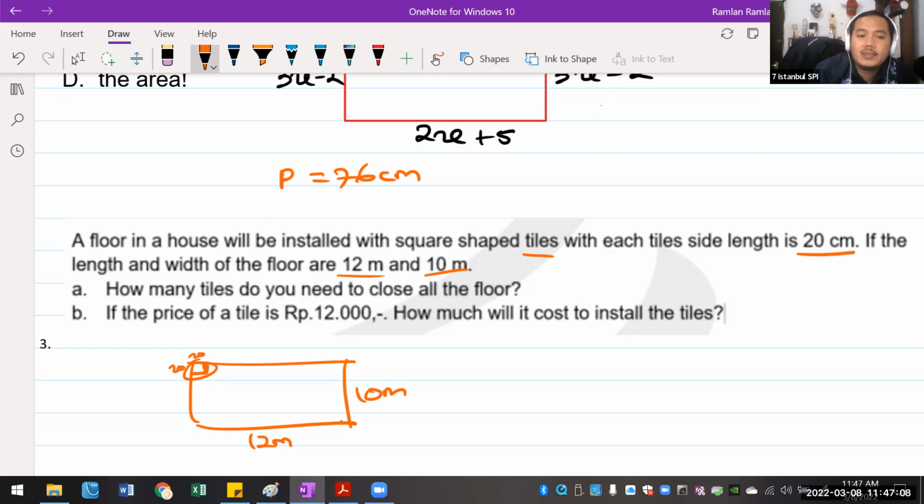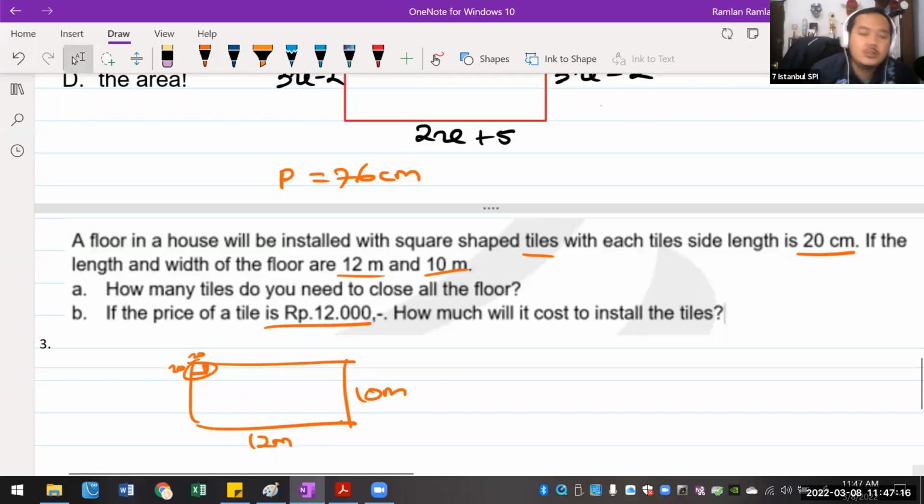And then the next one is the price of a tile is 12,000. So how much will it cost to install the tiles? That's it. Okay. Please write this down first, so that if you cannot do it now, it's fine. You can do it later. But remember that I will give you a deadline. So make sure that you submit it on time.